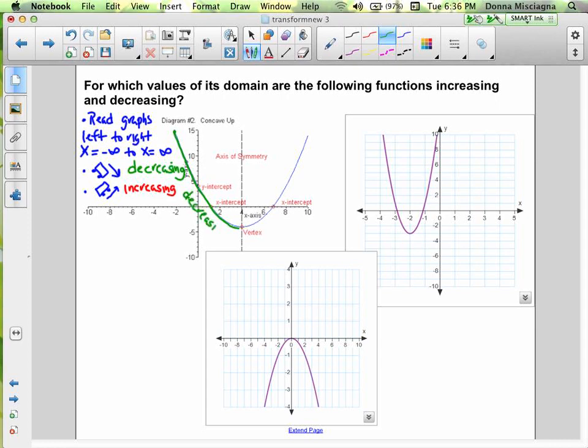So label your graph, and I suggest color coding it. When you get to the vertex, you turn around, and now the roller coaster is going up, up, up. The roller coaster is increasing, and the graph is increasing.